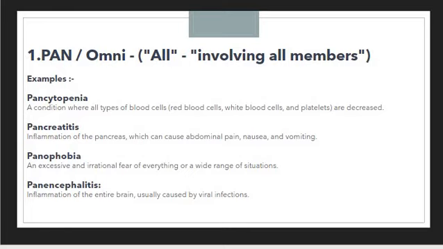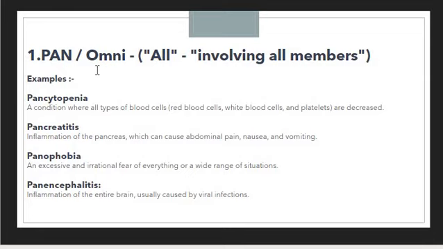The first example is pancytopenia. What is written here? A condition where all types of blood cells are affected. So all is represented by pan. Pan is indicating that in cytopenia all types of blood cells, red blood cells, white blood cells and platelets, are decreased. Whenever you want to show something as all or involving all, then in that case we will use the prefix pan.